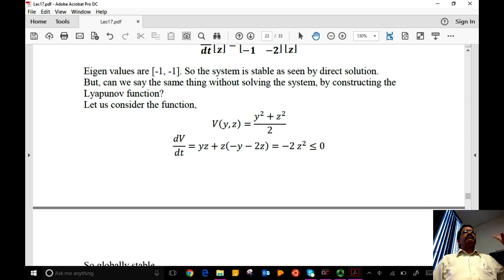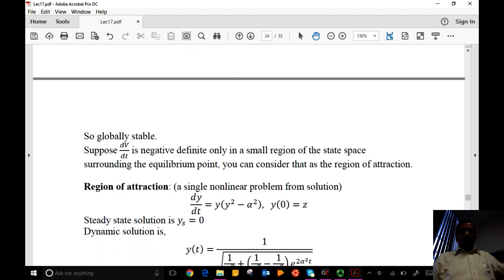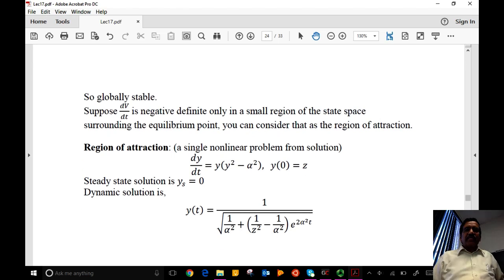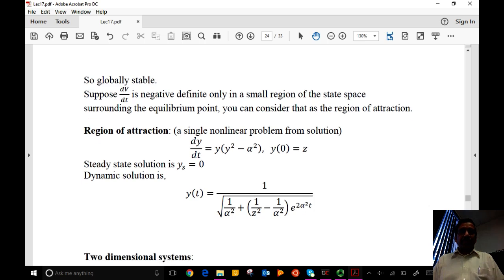Is that concept of region of attraction and stability kind of clear? Okay. So this problem illustrates what is that region of attraction for a more complicated nonlinear problem. Now this is a single equation, and it's a nonlinear equation, cubic. Okay? And for this one, it's possible to construct a solution. But remember, our idea is not to construct the solution and say something about stability.